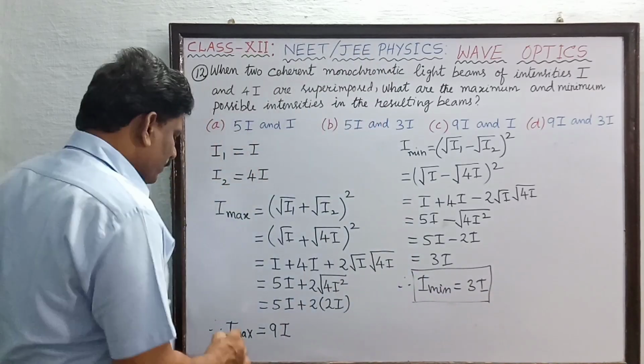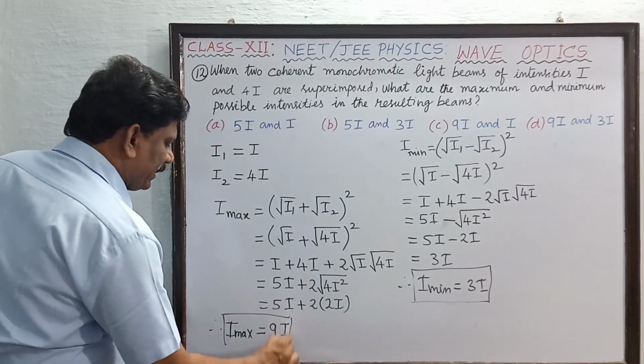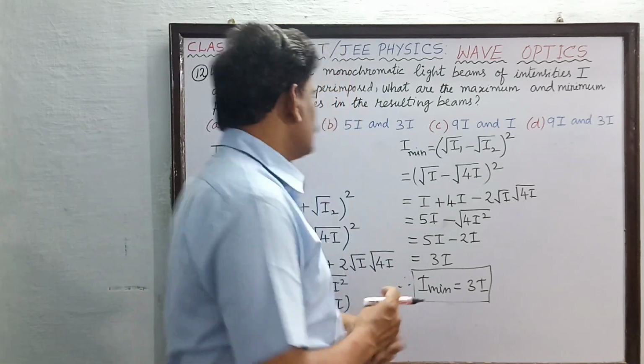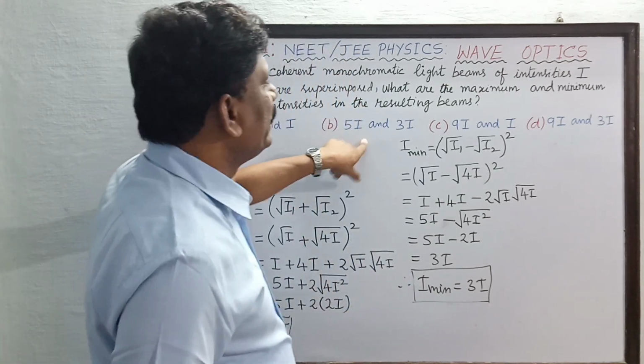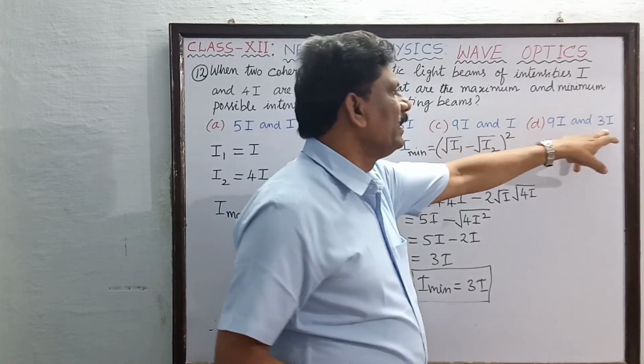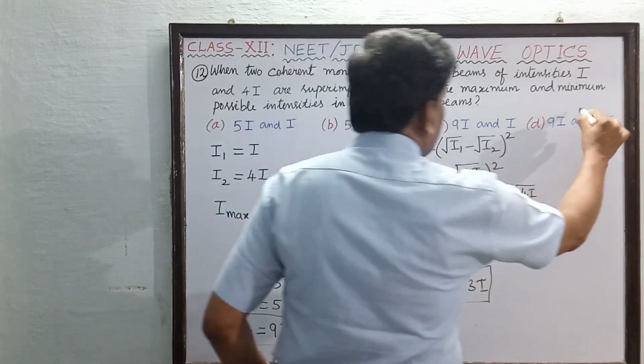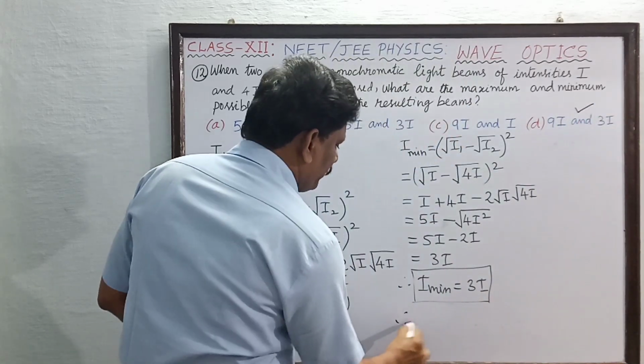So what we have got for I maximum is 9I and I minimum is 3I. So which option is correct? You see here, option D, 9I and 3I. Therefore, option D is the correct answer.